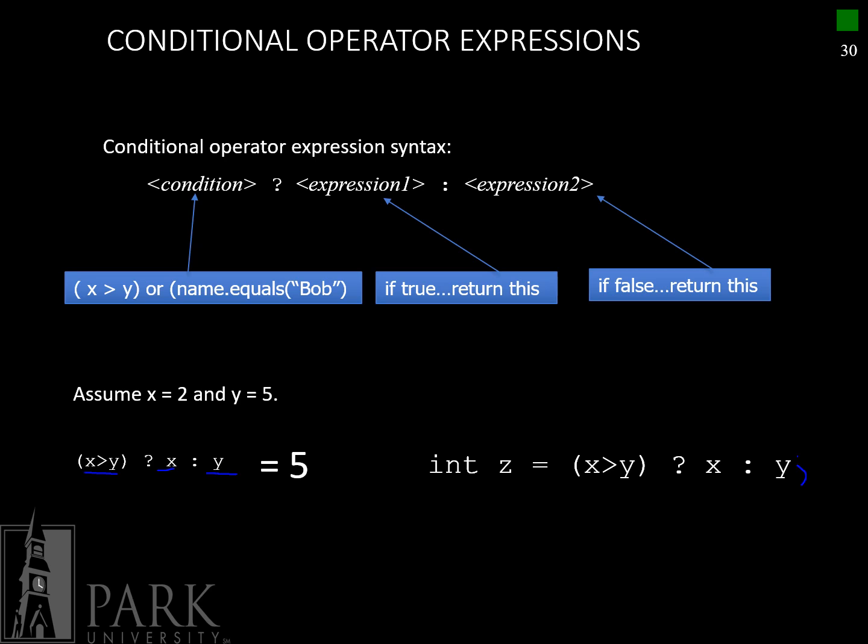Whoops, we forgot the semicolon here. Int z equals x is greater than y. If it's true, it's going to be x, and if it's false, it's going to be y. So we've got the same logic over here, but now we're just putting it into a Java statement, right? So it's going to evaluate this expression and then say if it's true, x, otherwise y. And in this case, y is going to go into z.